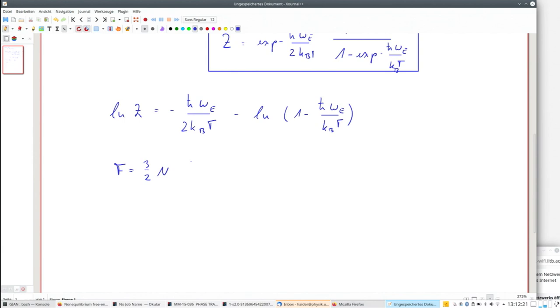Perhaps I should first write what the free energy is. This would be for one Einstein oscillator, and then for n oscillators with 3 directions, we have 3n kT. So if we do this, we get, okay, and the minus sign is missing here. We get 3 over 2 n h bar omega e plus 3 n kT, and then this logarithm.